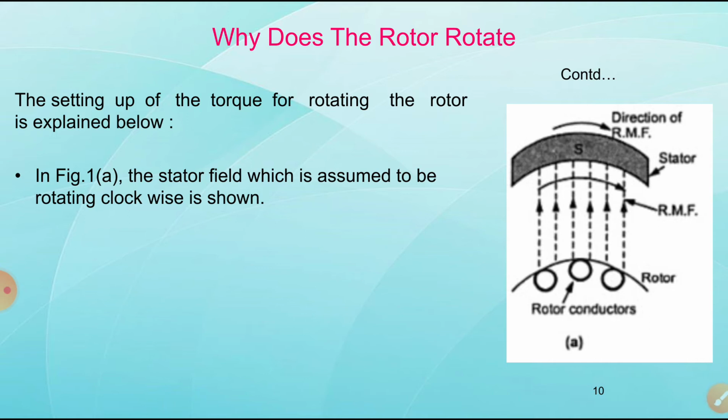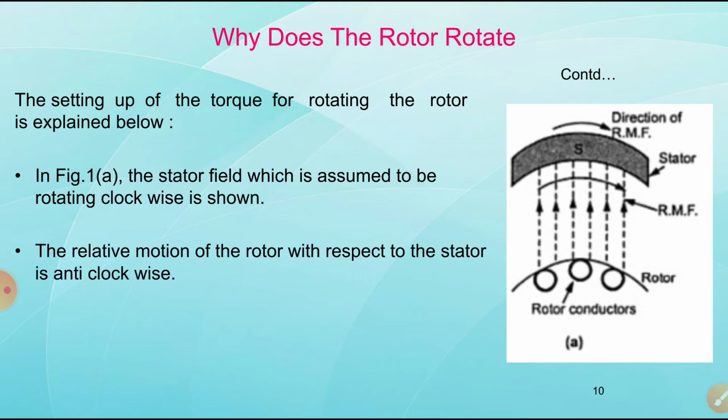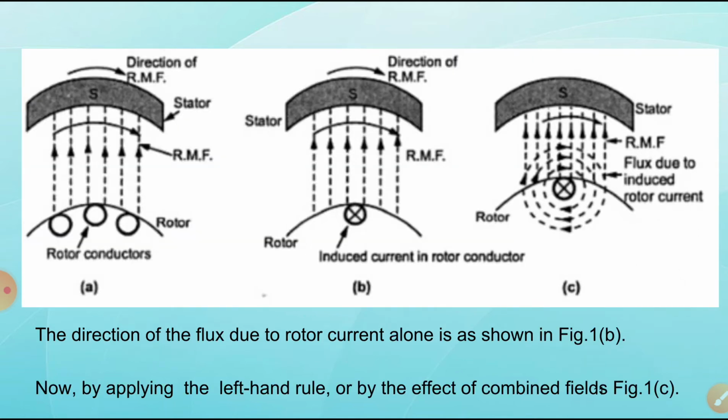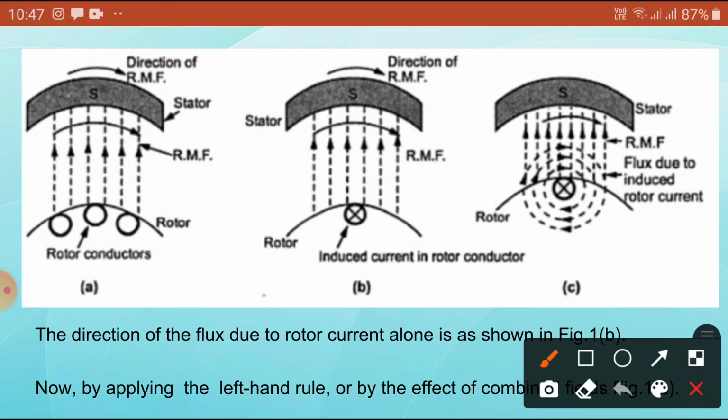Now the stator field, which is assumed to be rotating clockwise as shown in the figure, and the relative motion of the rotor with respect to the stator is in the anti-clockwise direction. By applying Fleming's right hand rule for generation purpose, you can see here. Now, dear students, just assume it. In this case, the direction of the RMF is upward, and supply is given only to the stator.